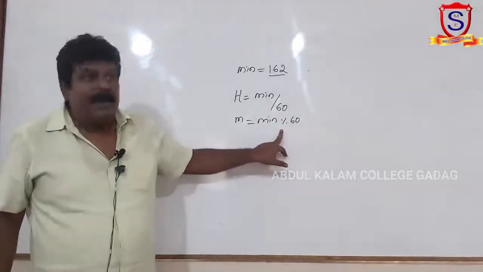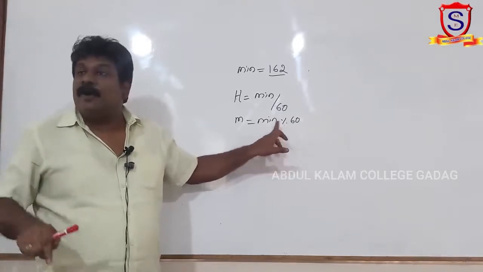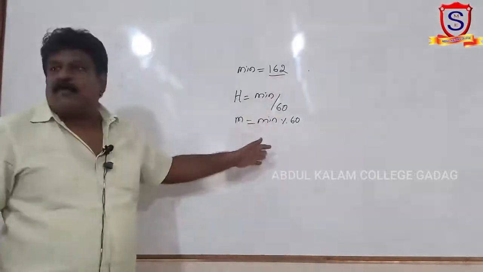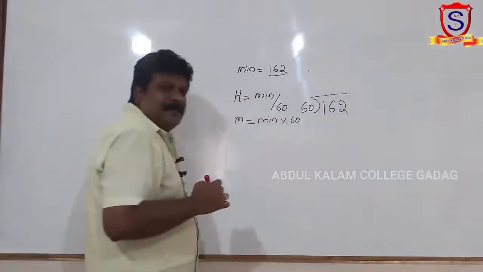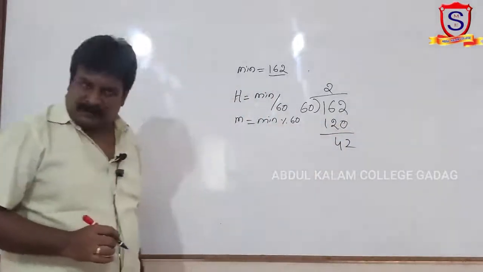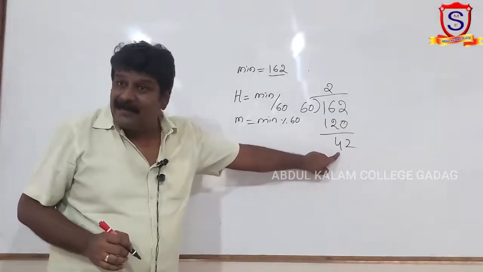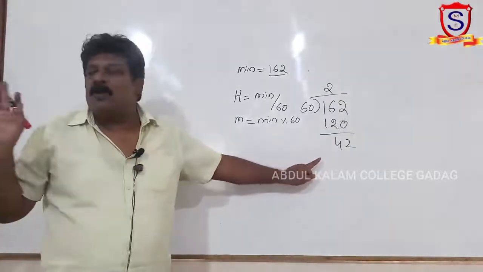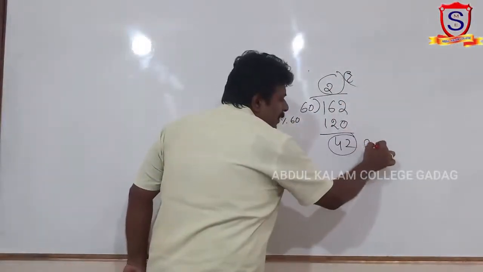What will this modulus do? The value which is there in min will be divided by 60. Instead of giving you the quotient, it will give you the remainder. Understood? Now can we work it out and see how it works? Let's say 162 divided by 60. 2 sixes are 12, so it is 120. How much is remaining? 42. Right? Now can I divide it further? It is not possible. Why? Because it is less than the denominator. So here I cannot divide it further. That's why this is the quotient and this is the remainder, isn't it?